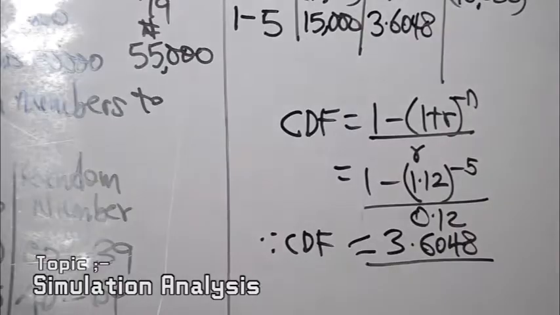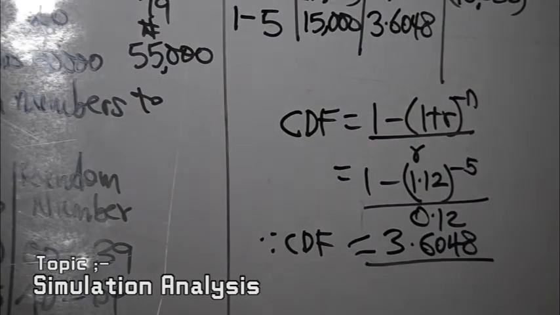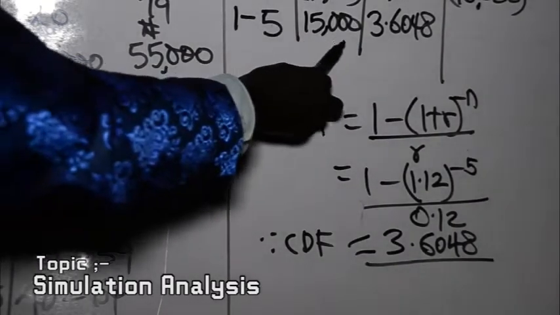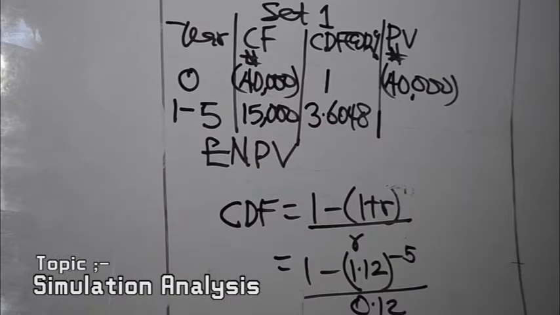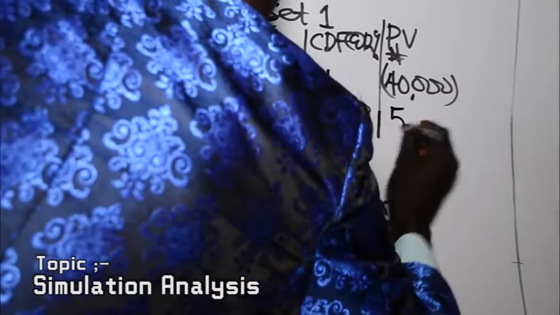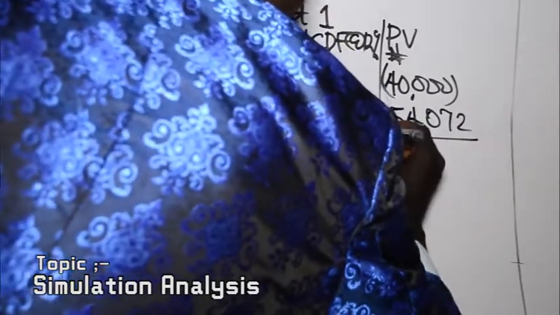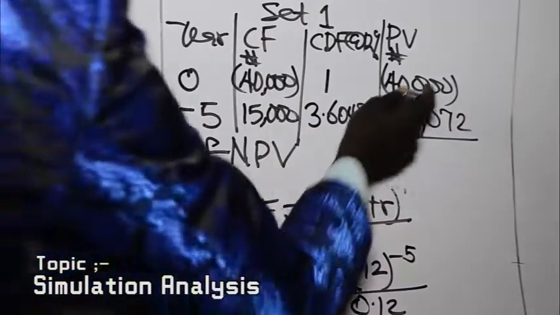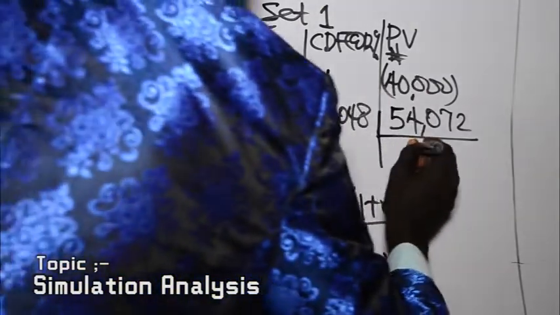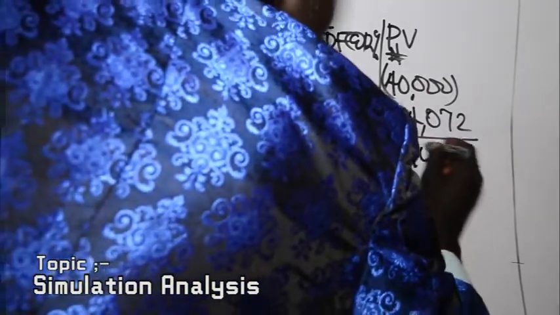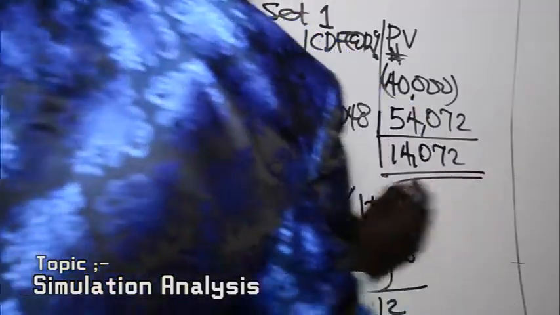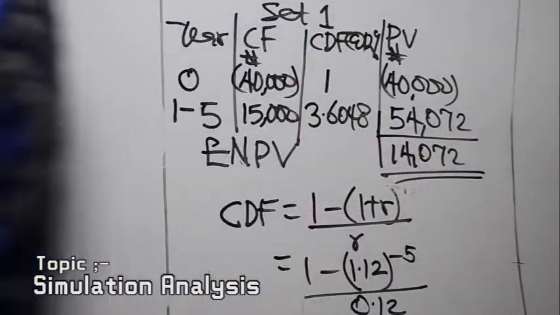3.6048 is the cumulative discount factor. Then 15,000 naira times 3.6048 gives us 54,072. 54,072 minus 40,000 gives 14,072. That is our expected net present value for set 1.